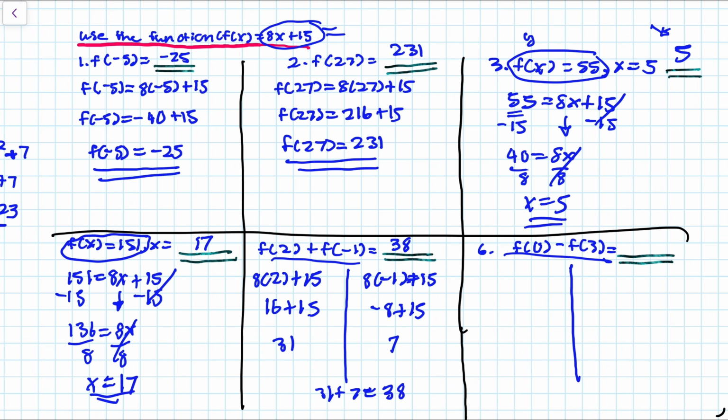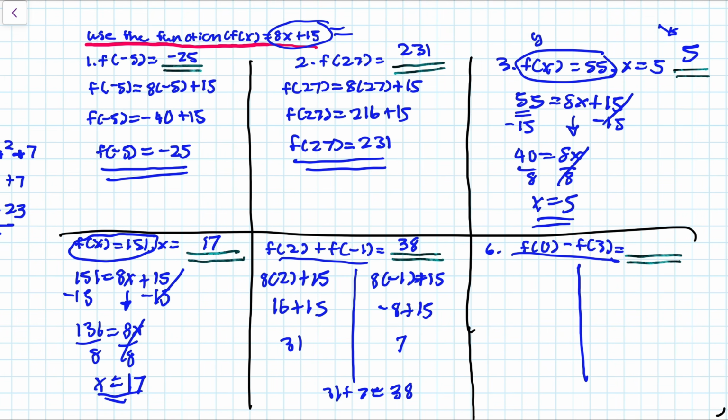Okay, so let's do it for this last equation. We're going to write 8 times 0 plus 15, and right over here we're going to write 8 times 3 plus 15. 8 times 0 is just going to be 0. 0 plus 15 is going to be 15. 8 times 3 is going to be 24. So 24 plus 15 is going to be 39.